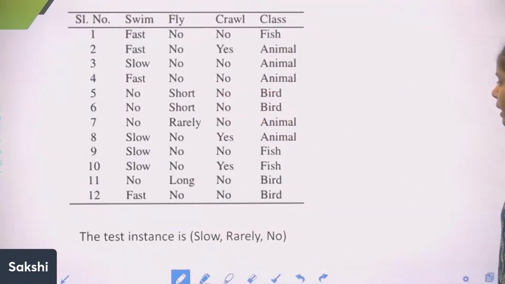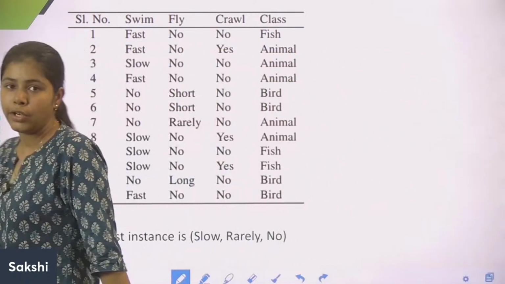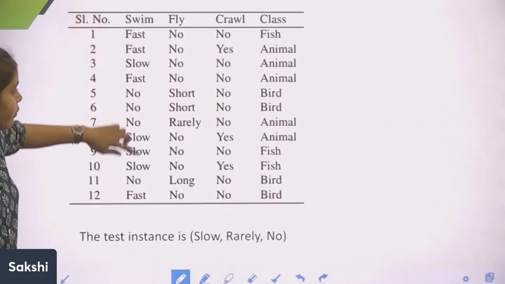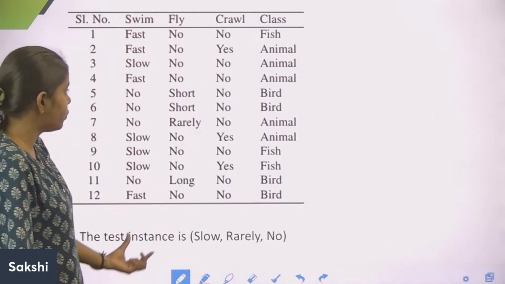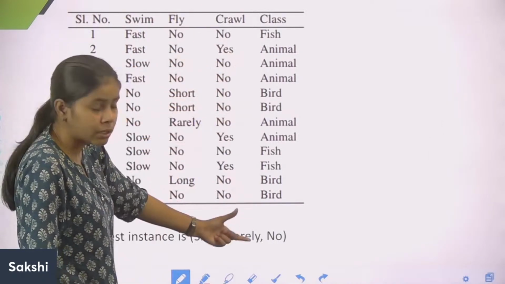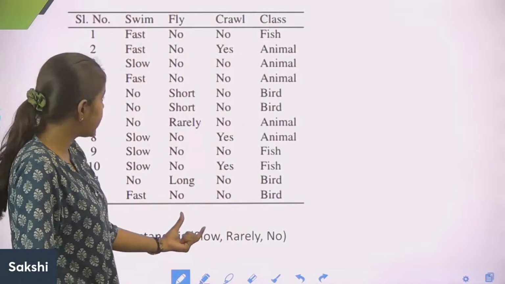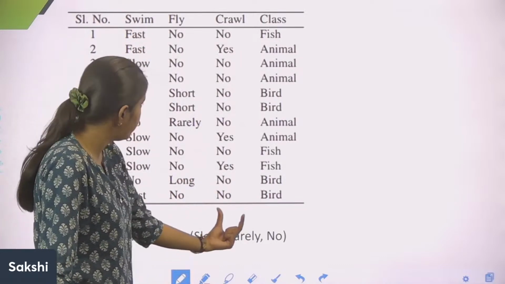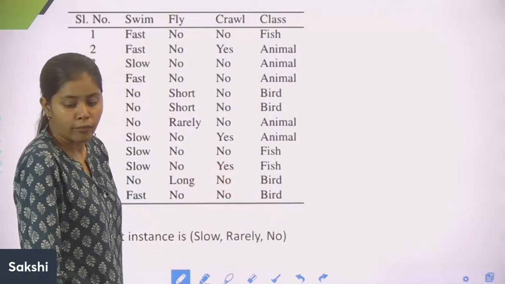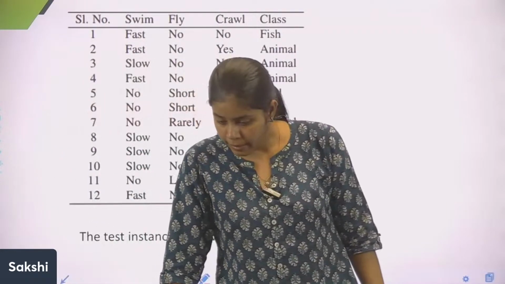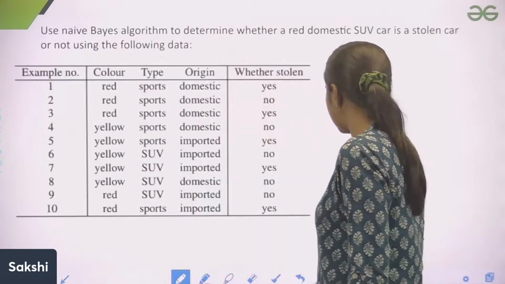So guys, this is again a different data set, and the test instance here is slow, rarely, no. You can see that you are given swim feature, fly feature, crawl feature. Now they just want to know what the class of the particular species is. If the species swims slow, flies rarely, and does not crawl, what would be the explanation?